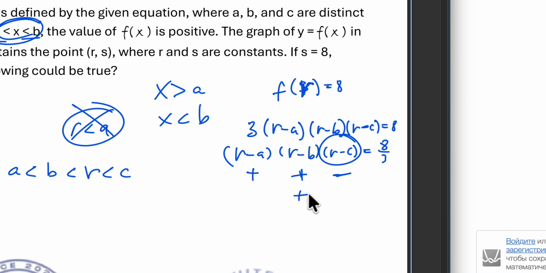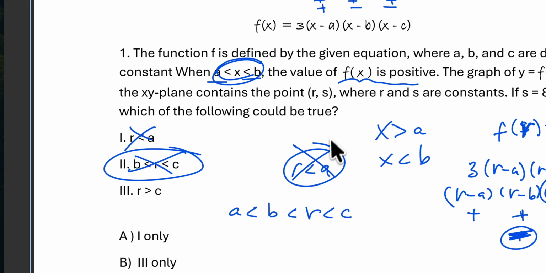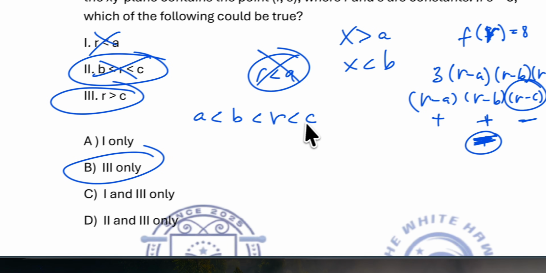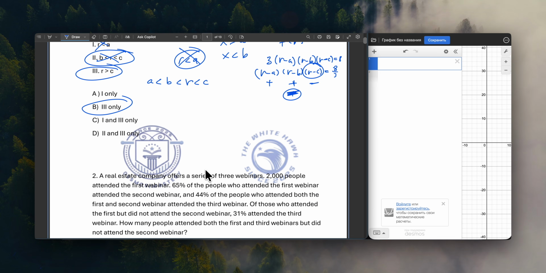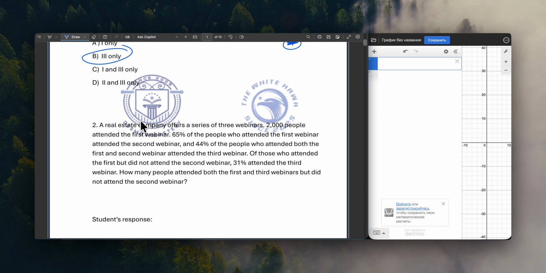That's why we got the minus sign as a total, and the statement is false, because we need the function to be positive. That's why r greater than c is the only true answer, and the answer is B. So we do not need to check the others. That's why I just choose B.